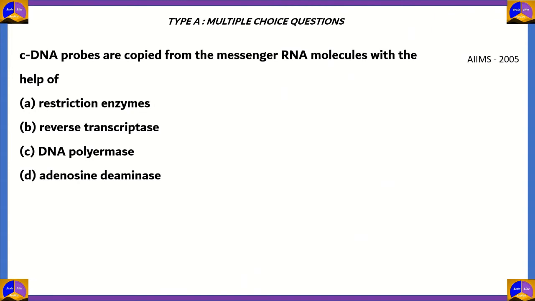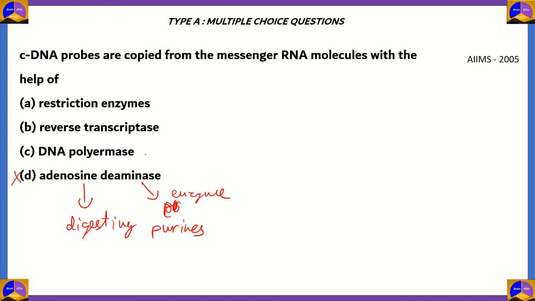Let's look at the next question. cDNA probes are copied from messenger RNA molecules with the help of which of these chemicals? Option A, restriction enzymes. Option B, reverse transcriptase. Option C, DNA polymerase. Option D, adenosine deaminase. Adenosine deaminase, that is option D, is an example of an enzyme, and this particular enzyme is used for digesting purines, like adenine and guanine. So option D is incorrect.